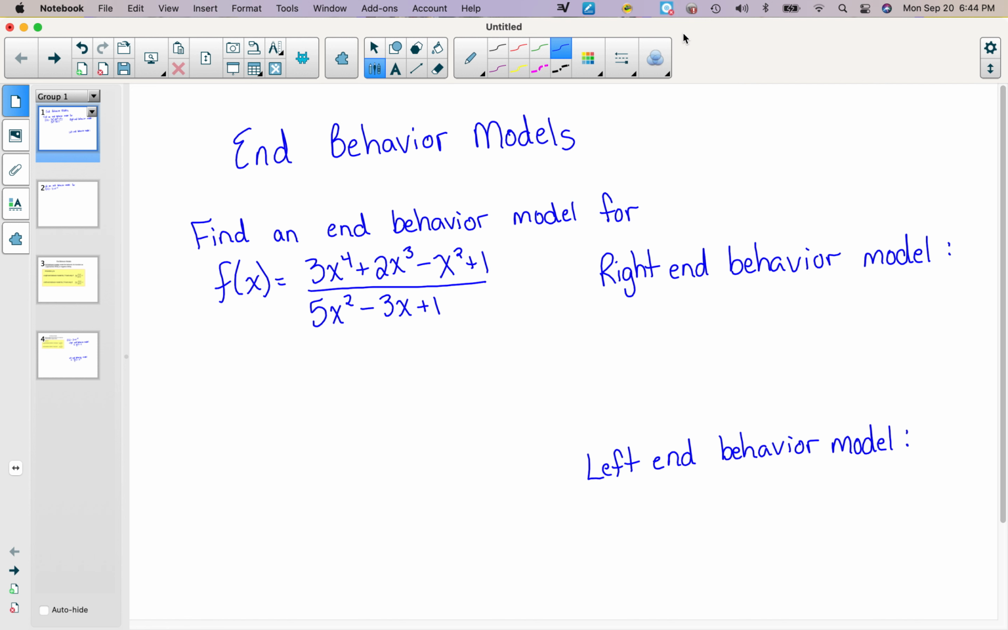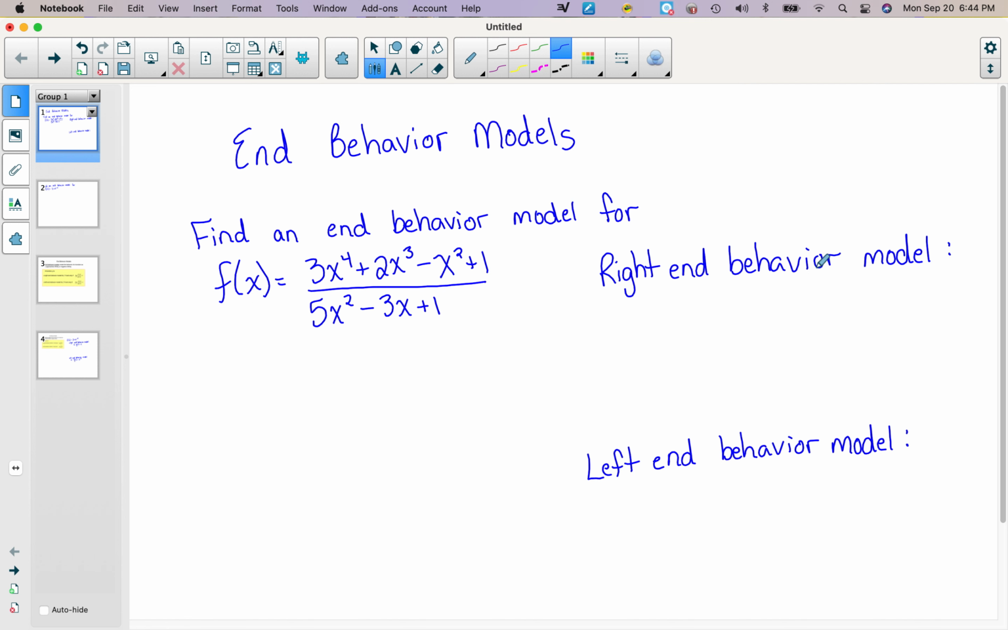Let's talk just a little bit about something called end behavior models, something that is in our textbook, which I had not covered. So what is an end behavior model? I want to show you an example. We're going to find an end behavior model for this function f of x, which is this rational function here.